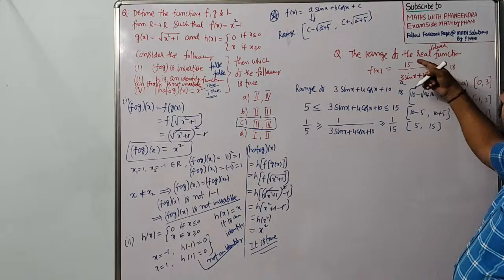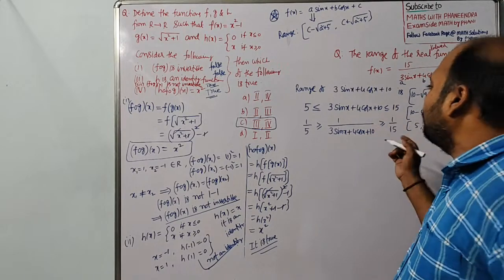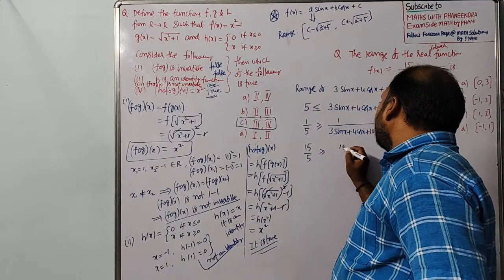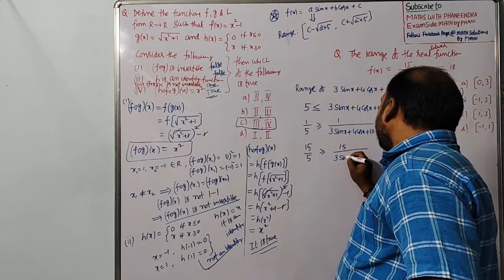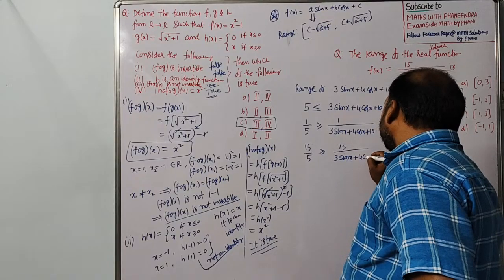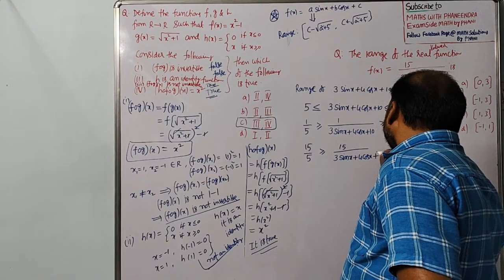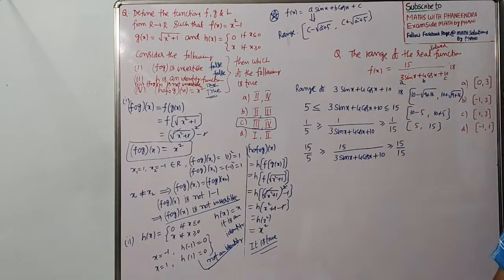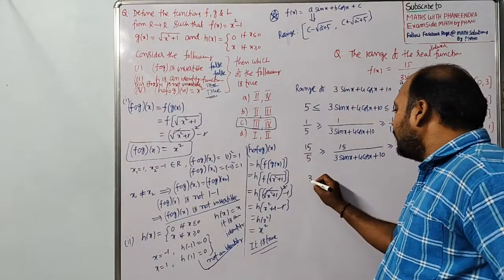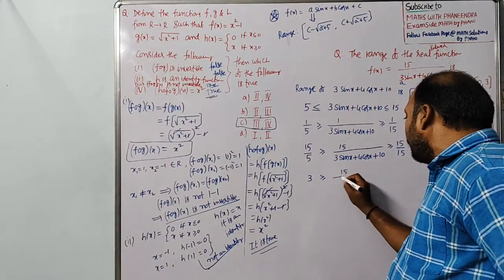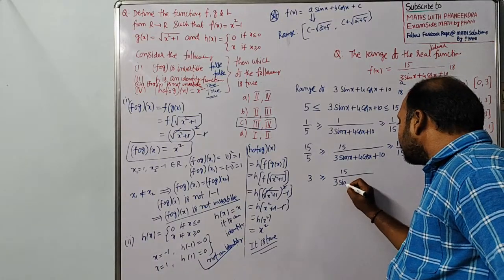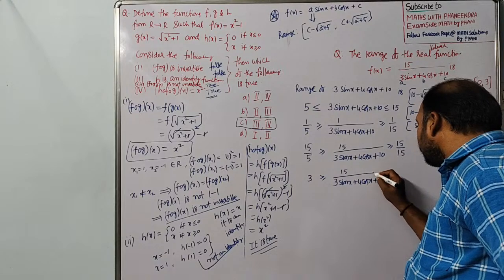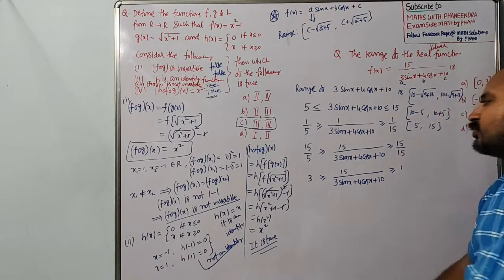After that, numerator 15 is there. Every term should multiply by 15. 15 by 5 is greater than or equal to 15 by 3 sin x plus 4 cos x plus 10 is greater than or equal to 15 by 15. So 5 ones, 5 threes. 3 is greater than or equal to 15 divided by 3 sin x plus 4 cos x plus 10 is greater than or equal to 1.